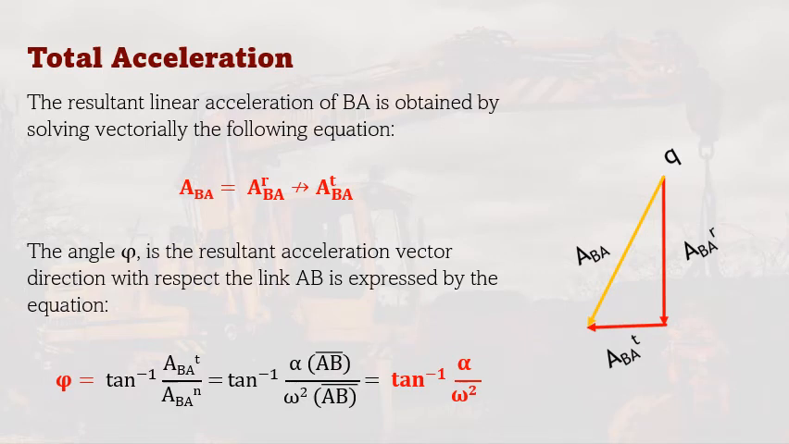So we can express that in terms of the alpha and the omega, or the angular velocity. So that is the total acceleration. That is how you get the total acceleration if we know the radial and the tangential component of a point with respect to another point.